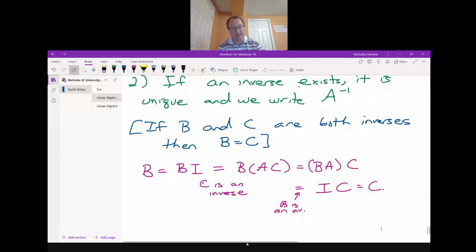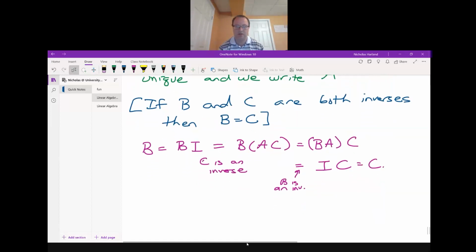So if, again, big if, we made an assumption here that B and C were both inverses, that inverses existed at all. So if an inverse exists, there's only one. So that's our first big fact when it comes to this. Fact number 3.